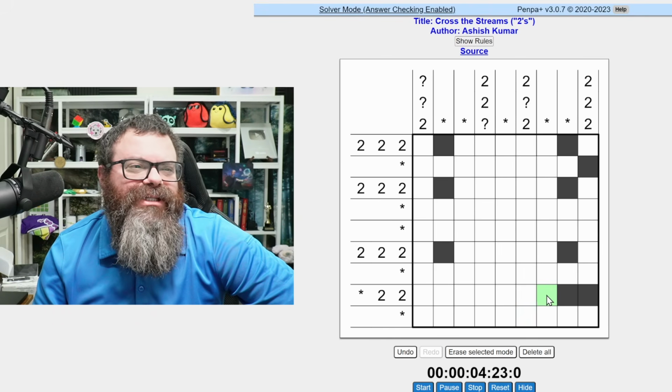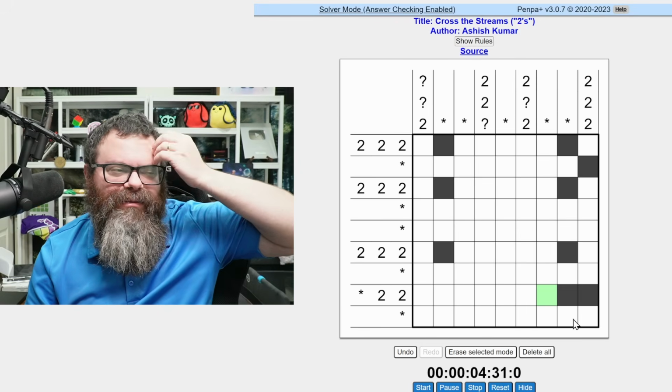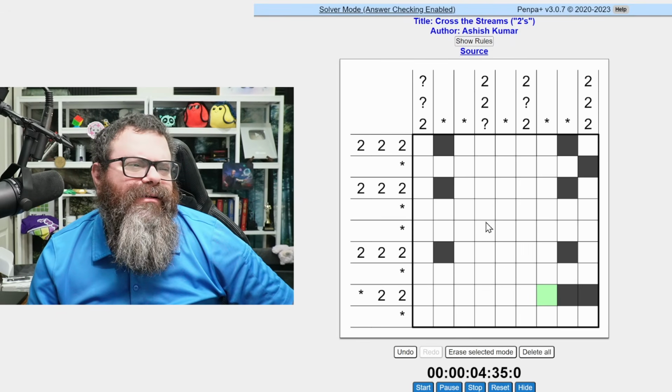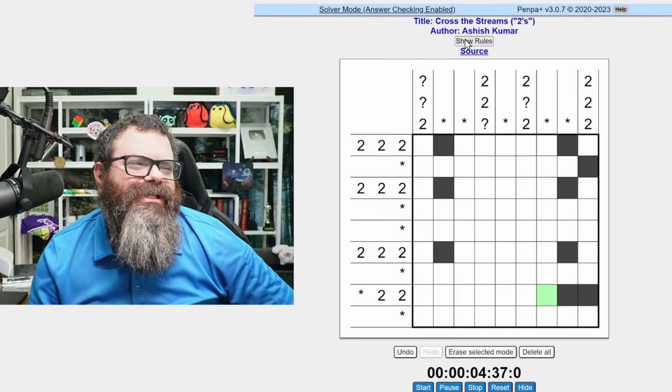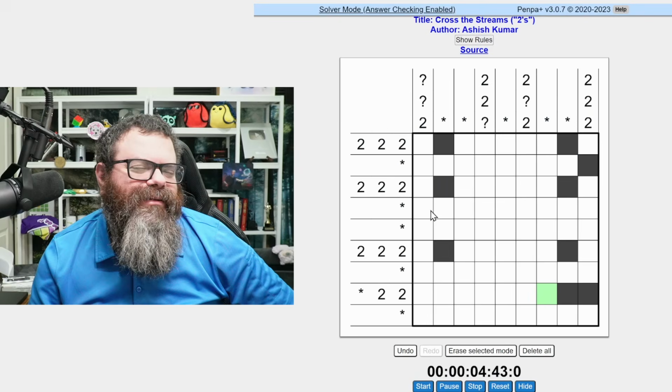This is our 2. It's unshaded here. Now we could do 2 more here, but we could also do it all the way over here. So the star means do anything or nothing. I guess I could double check that I said the rules correctly. Any number of unknown groups, including none or all. Yeah, so I did say that correctly.